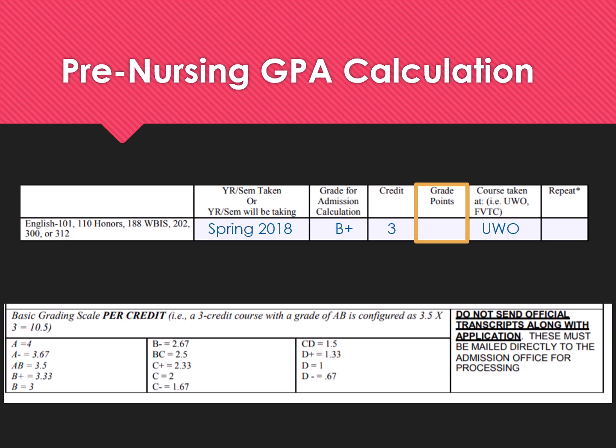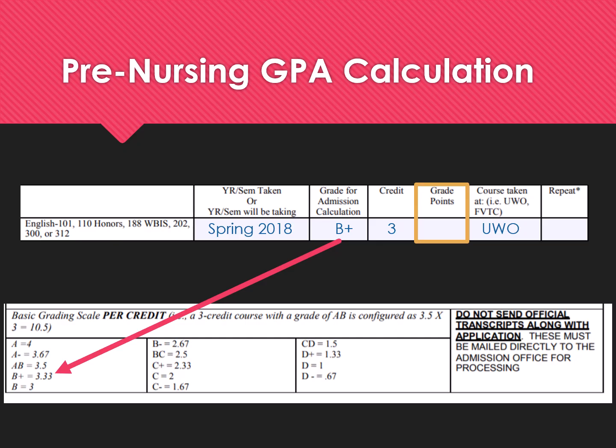For the example on the screen, you can see that the student earned a B+ in their college English course. Using the basic grading scale, we can see that a B+ is equal to 3.33 grade points. Now wait, do not write 3.33 in the grade points box just yet. We have a little more math to do.